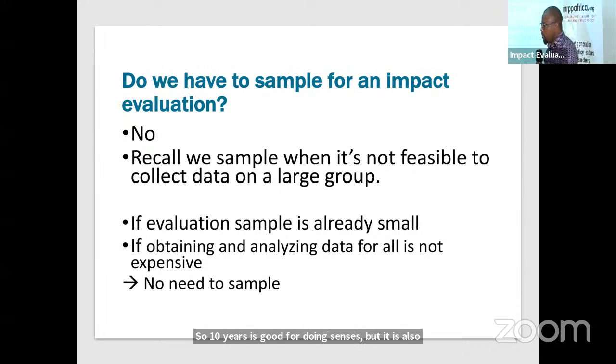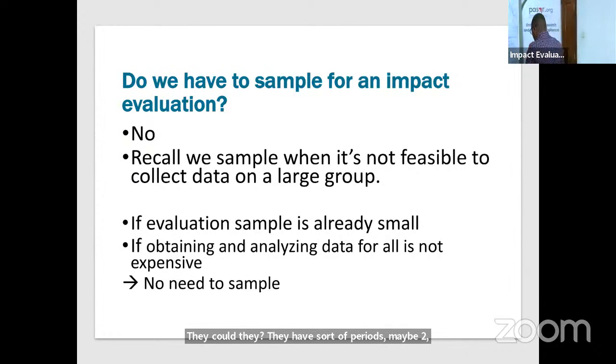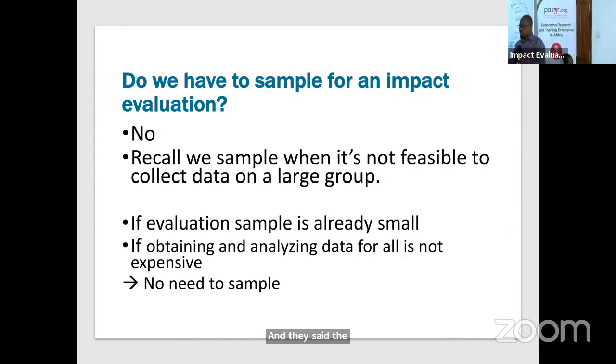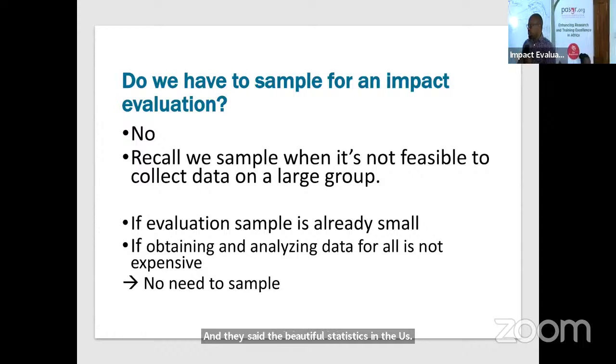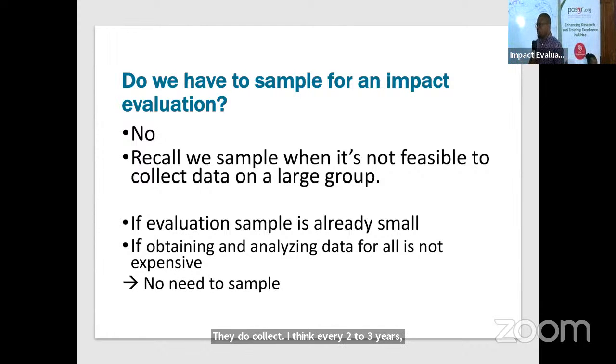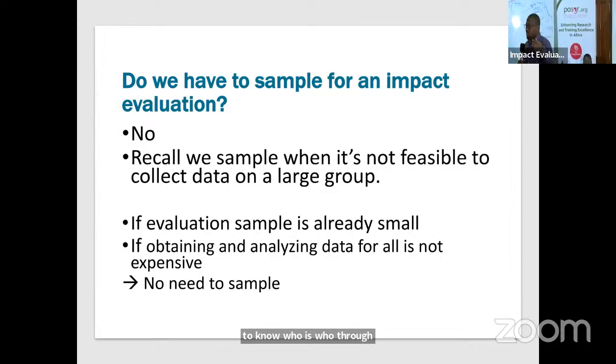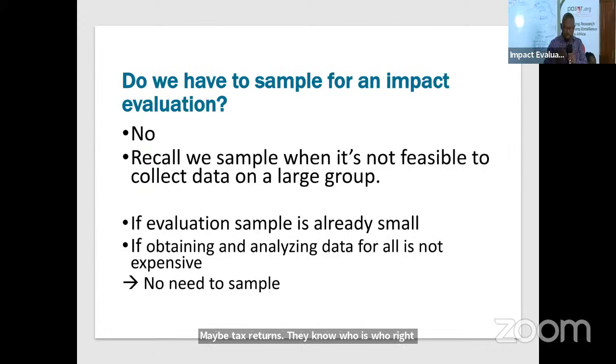In the developed world like America, they have shorter periods, maybe 2-3 years. The Bureau of Statistics in the US, I think, collects every 2 to 3 years. And because they're also advanced in the way they collect their data, they don't have to do it physically. In Norway, they collect data using what? People's information, because it's a population of 6-7 million people, and their public services are 99% automated. So it is easy to know who is who through their information, maybe tax returns. They know information about families.